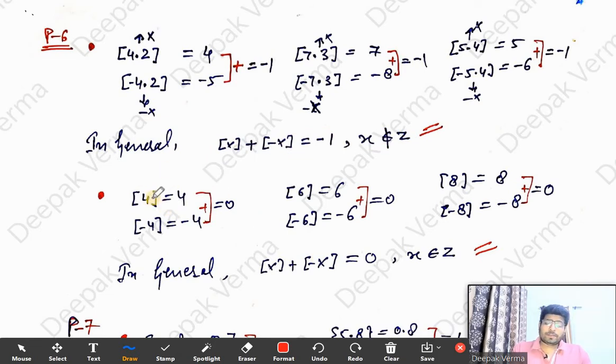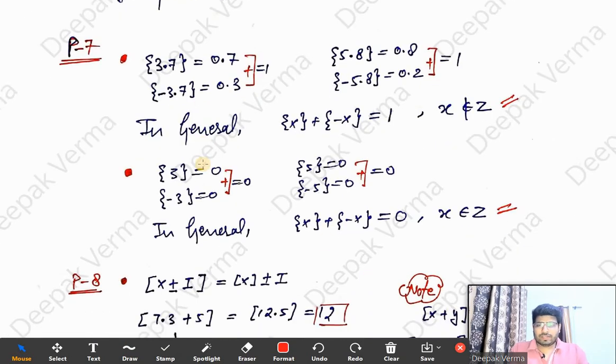Now what if x is an integer? Box 4 is 4. Box minus 4 is minus 4. If we add, we get 0. Box 6 is 6. Box minus 6 is minus 6. If we add, we get 0. Box 8 is 8. Box minus 8 is minus 8. If we add, we get 0. Got it? So in general, we can write box x plus box minus x is equal to 0 when x belongs to the integers. Remember this property. This is a very important property. This will help while solving questions. Next property.